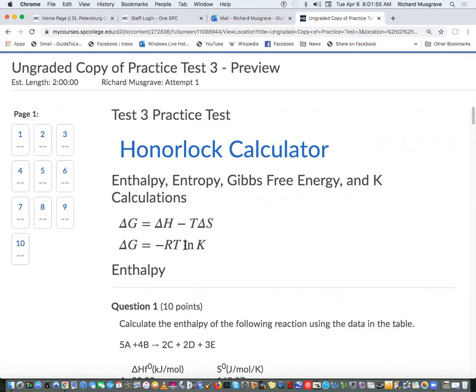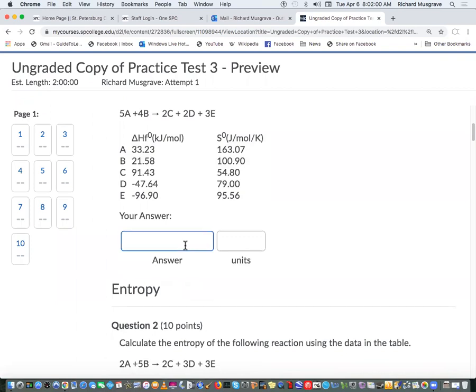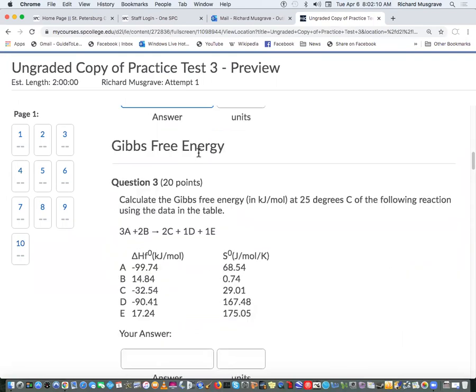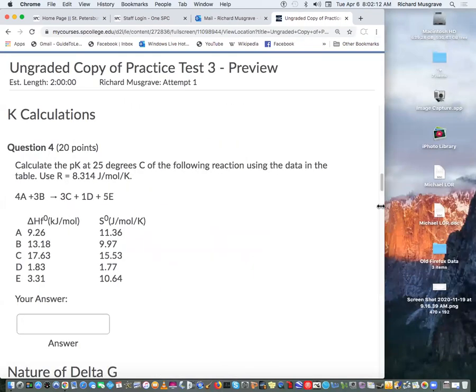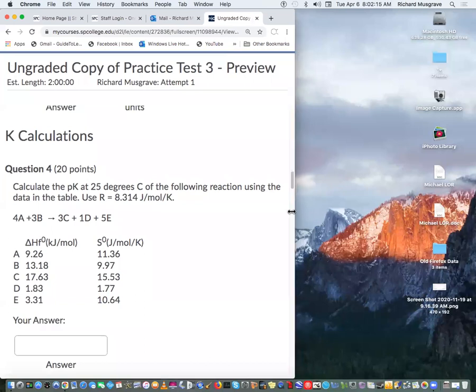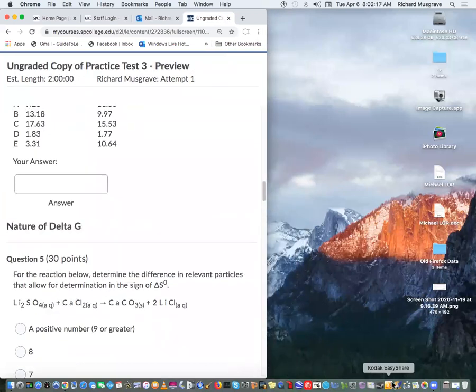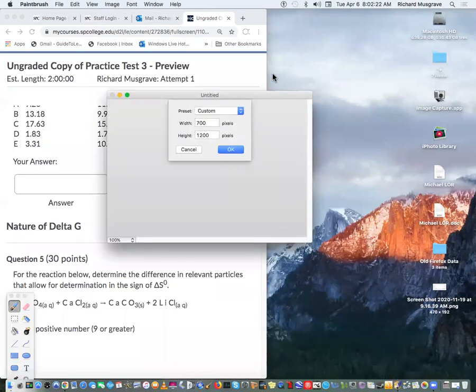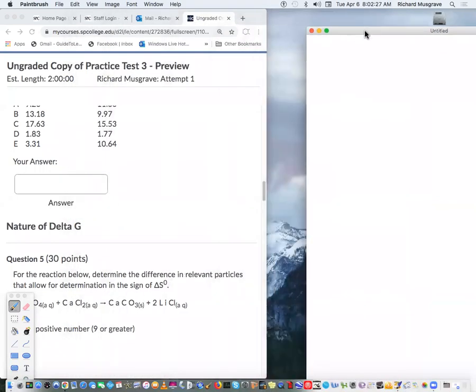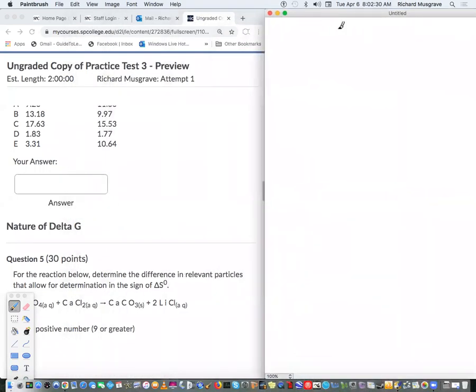So don't forget about the essay questions. Do you have any questions about that? Anybody have any questions about the essay questions? I've got a few in already, but not very many. Okay.